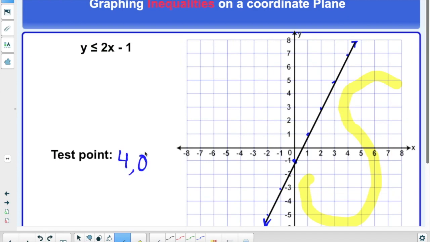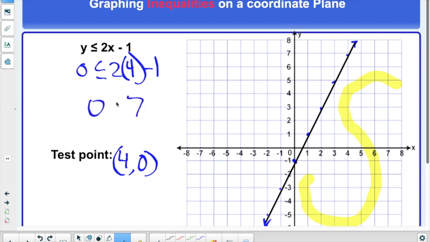So we're going to look at 4, 0. If I plug in my y value and my x value here, my y value is 0. So if I plug that in, that'd be 2 times 4 minus 1. 2 times 4 minus 1 is 7. Is 0 less than or equal to 7? And the answer is yes. So this test point works. So that means that we shaded in the correct area.